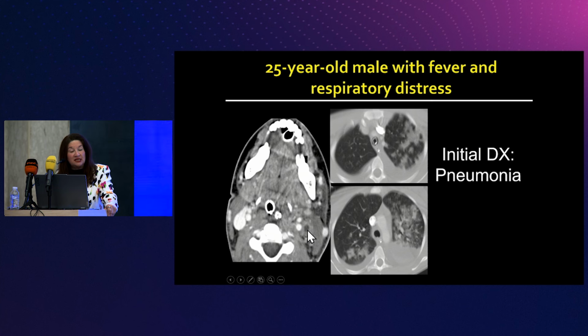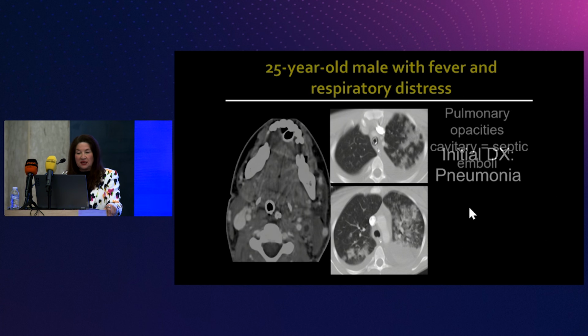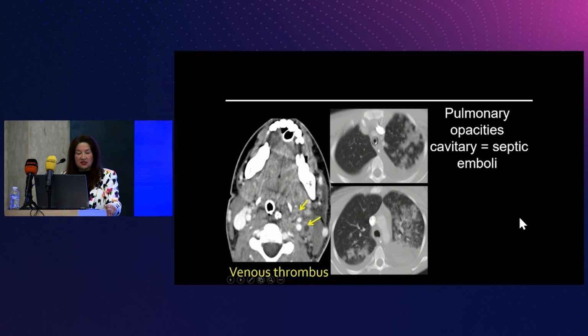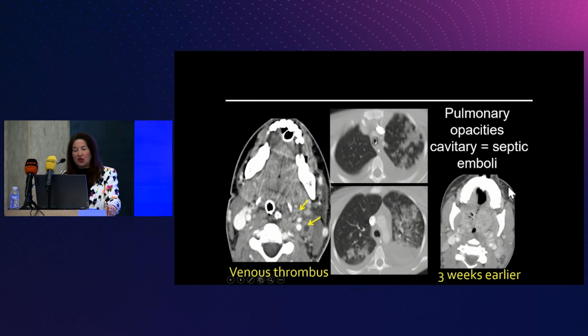This is the clot in the internal jugular vein that was interpreted as necrotic nodes. These were pulmonary emboli that were interpreted as pneumonia. And you'll see here the cavitary opacities. These are septic emboli, and this was venous thrombosis. And if you had gone back and got a history from the patient, 3 weeks earlier, they were in our ER with really bad tonsillitis.